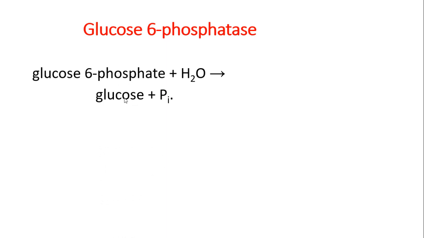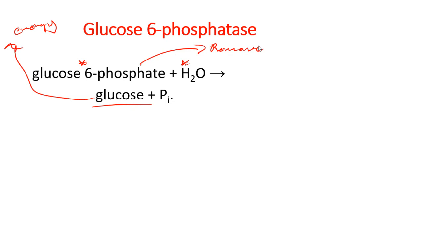Glucose, which is a major source of energy. Remember, our major goal was to have glucose. So when glucose 6-phosphatase catalyzes the reaction between glucose 6-phosphate and water, it will give us what? It will give us glucose. So this reaction is just helping to remove what? To remove a phosphate group.